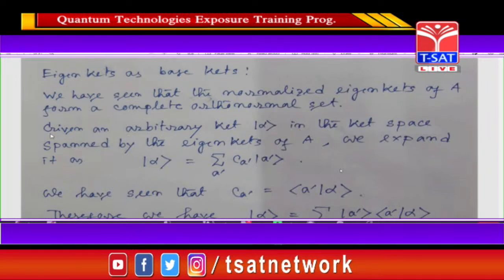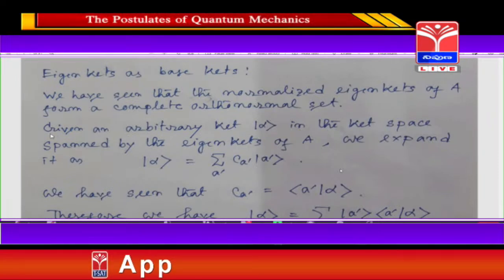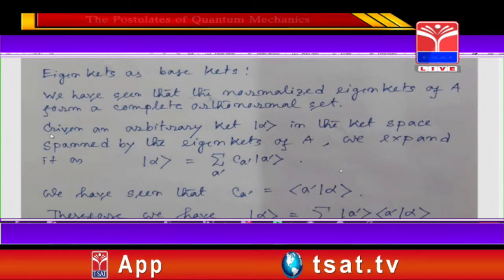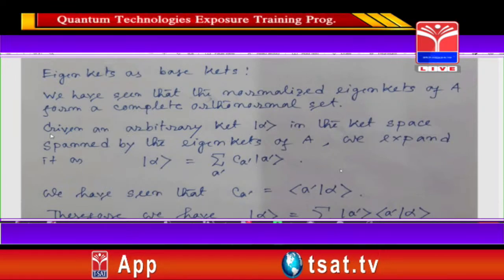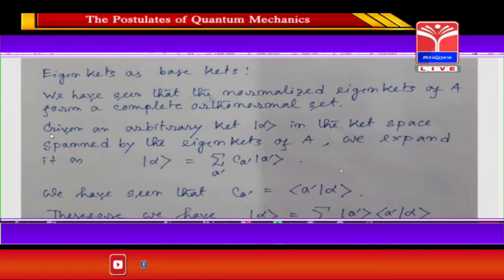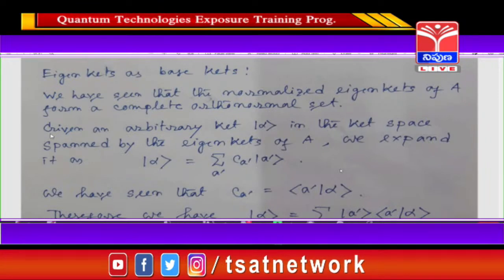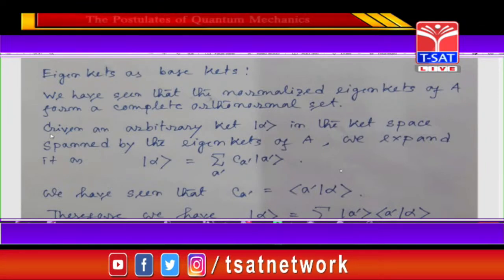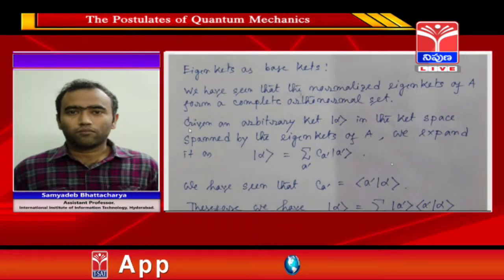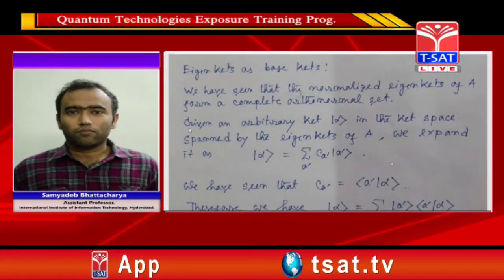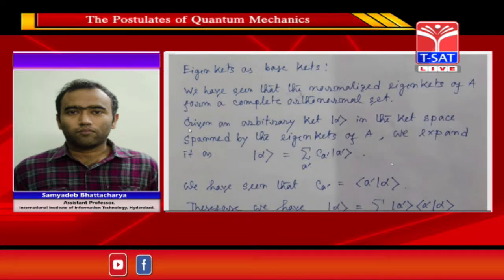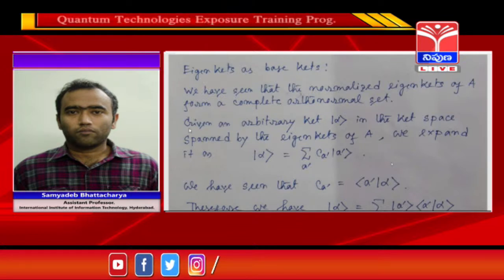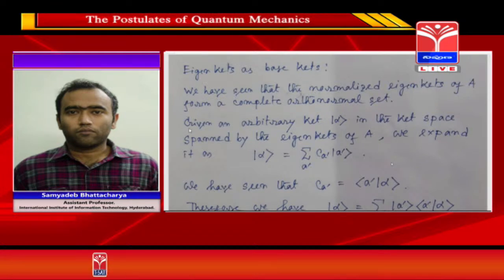So c a prime is called the coefficient. Basically it is called the amplitude. It is a complex number in general, and its modulus square gives the probability. Probability of what? This alpha contains many of these a primes, say some coefficient times a prime plus some coefficient times a double prime, and so on.